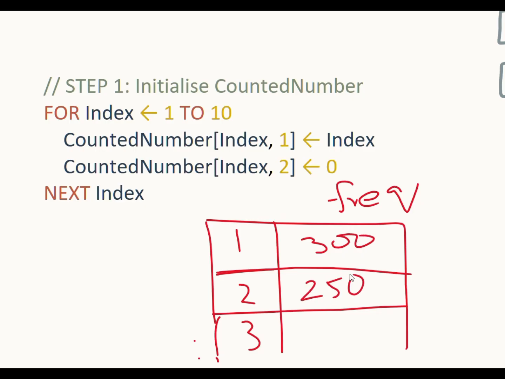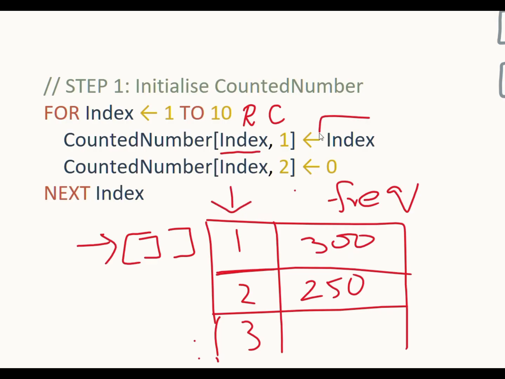Okay, so this means that this is the array counted number. Now we have to store 10 integers in it. So that's why I have applied a loop from 1 to 10, for index 1 to 10. This is the index position. Counted number index 1: this one represents row and this one represents column. Index 1 is the first index and this is the first column.